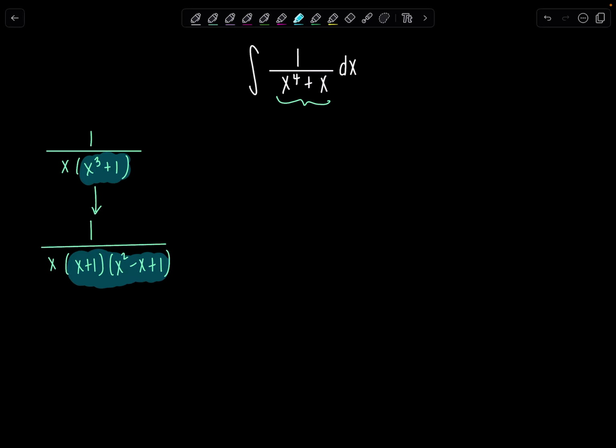Now from here, we're going to have 3 terms in our decomposition. Constant A over x, constant B over x plus 1, and then x squared minus x plus 1, that's an irreducible quadratic. So I'm going to need Cx plus D over, that's right, x squared minus x plus 1. How are we doing? All right, very good.